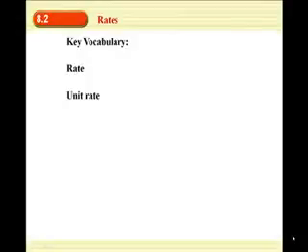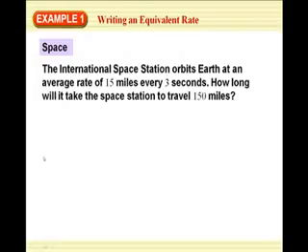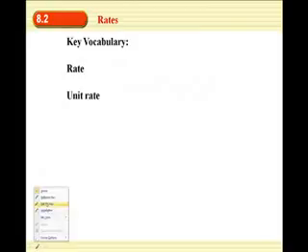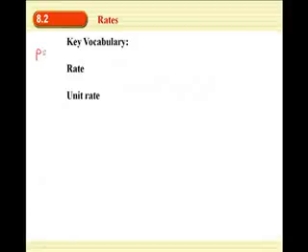This is 6th grade math 8.2. Rates is the name of the lesson. I'm on page 407, so if you would open up your books to page 407. Oh, I was on the wrong page. 407. So here we go.